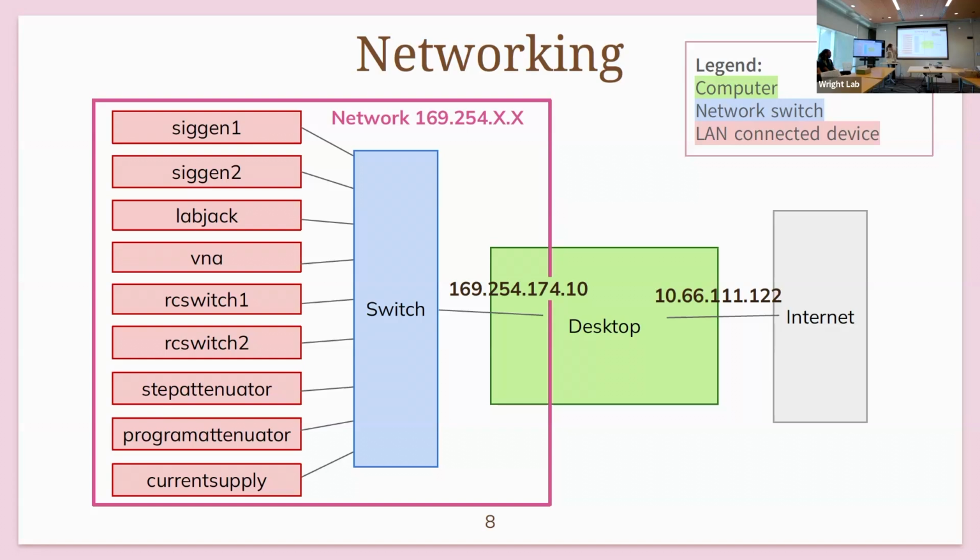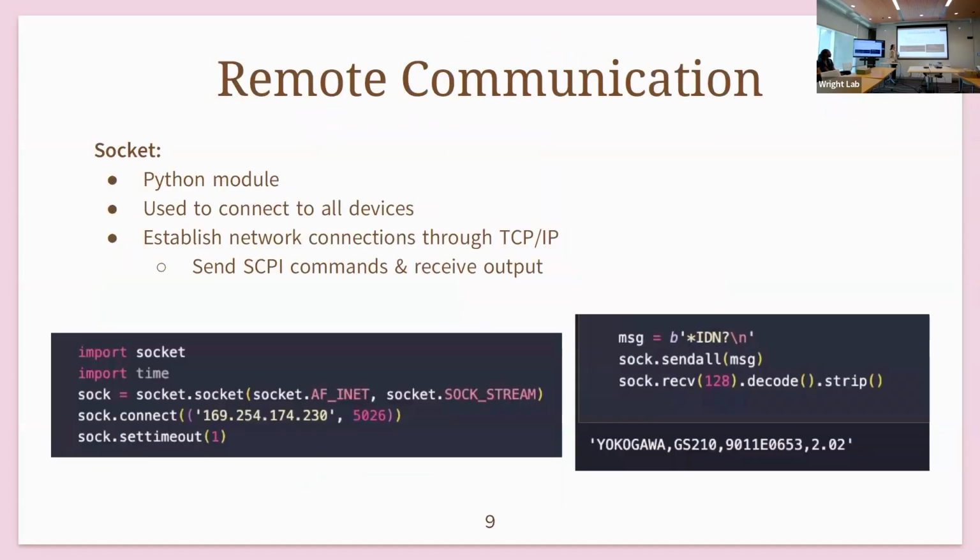And so everything in this pink box is the same local network. And then once we had established the local network, we could use remote communication by importing the socket module, which is a Python module. And the socket module establishes network connections using TCP and IP protocols. So essentially, we used the socket network to send SCPI commands and receive output from each of the devices.